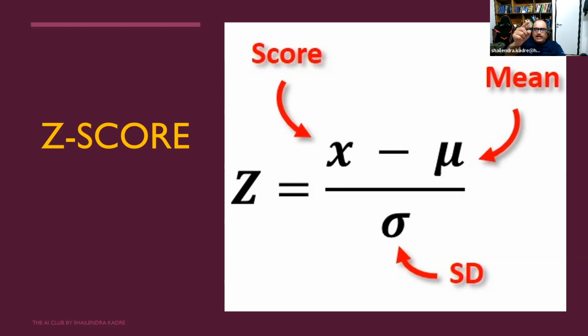So x will vary from x1 till x1000. x1 means the first entry, x1000 means the last entry. I take the first entry x1, deduct mu from it, and divide it by sigma. This particular fraction, I call it Z. So I call it the Z score. Now you will ask, sir, what is the need of calculating this Z score? Why have you calculated it?